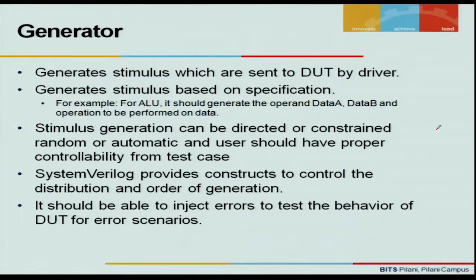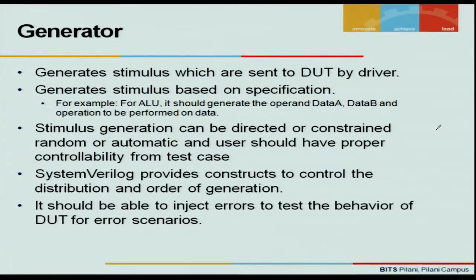Now the generator generates stimulus based on our specification. For example, let's say we have an ALU. The ALU has two operands. Our specification says it has two operands, data A and data B, and a third thing called operation. So our generator should be able to generate data A, data B, and the operation which we are going to perform on the data. That will be the task for our generator.